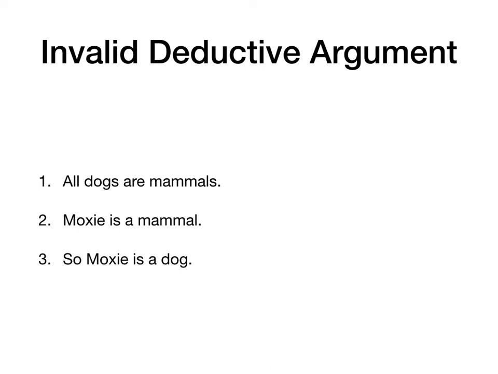She could be a gerbil. She could be, I don't know, fill in random mammal here, right? Moxie could be like a platypus, the weirdest of all mammals. It would still be true all dogs are mammals. It would still be true that she is a mammal, but it would not be true she's a dog, right? You can imagine ways premises true and conclusion false. That's what it means to say a deductive argument is invalid.